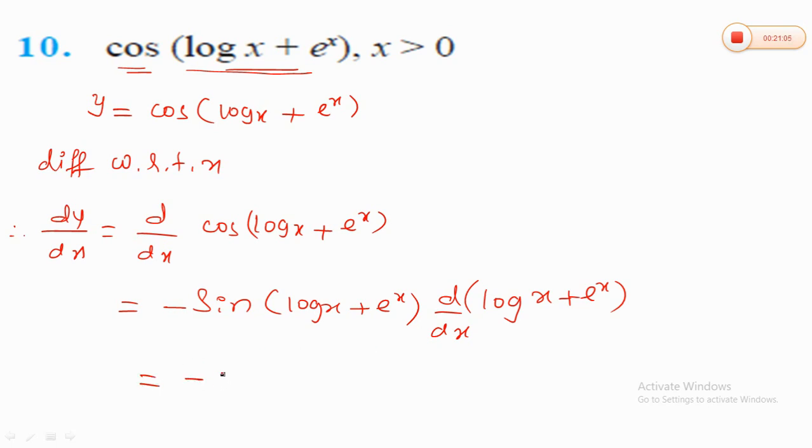This equals minus sin of log x plus e raised to x, into. Here take care, the plus sign is there. So take a square bracket or any other bracket, then write the derivative of f(x) plus g(x). The derivative of log x is 1 by x and the derivative of e raised to x is e raised to x. So this much is sufficient for this.